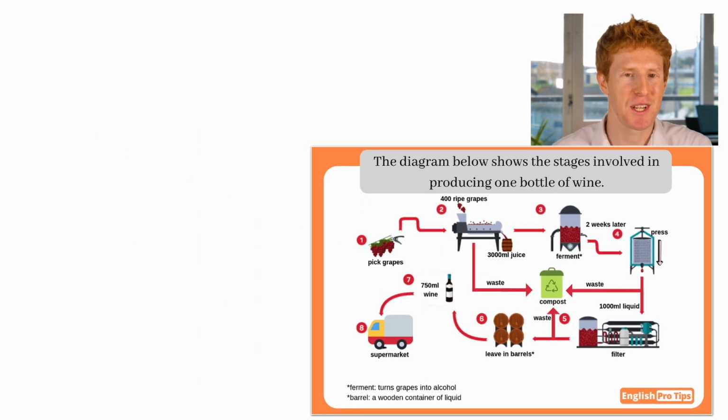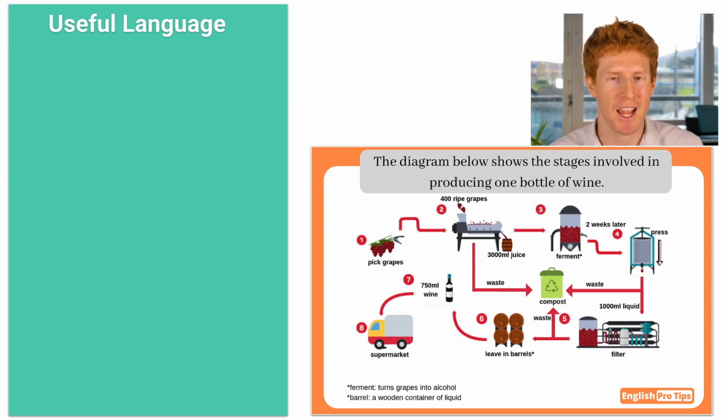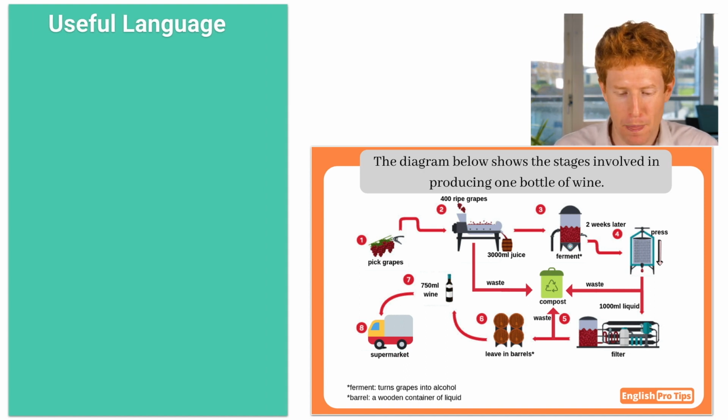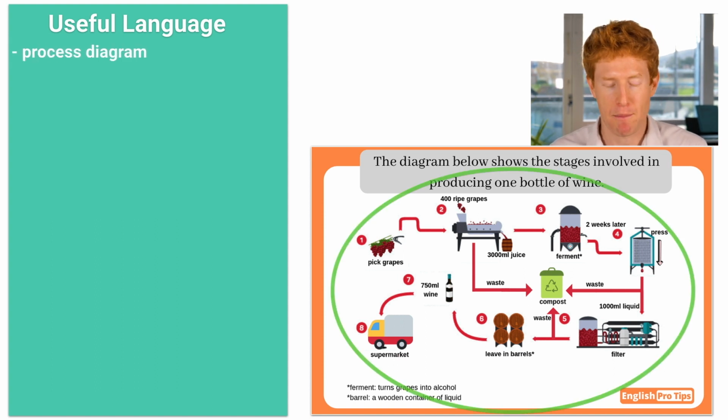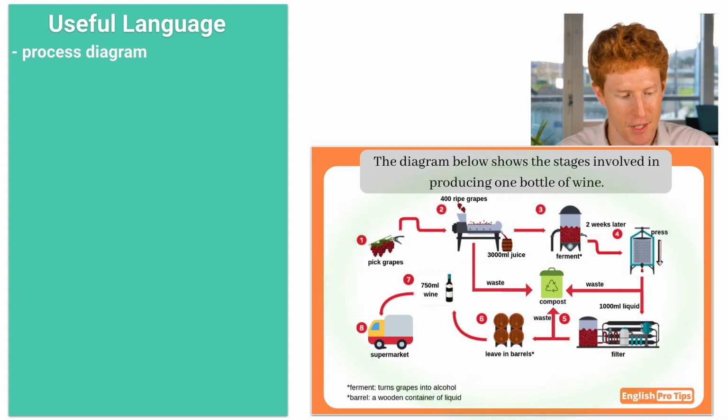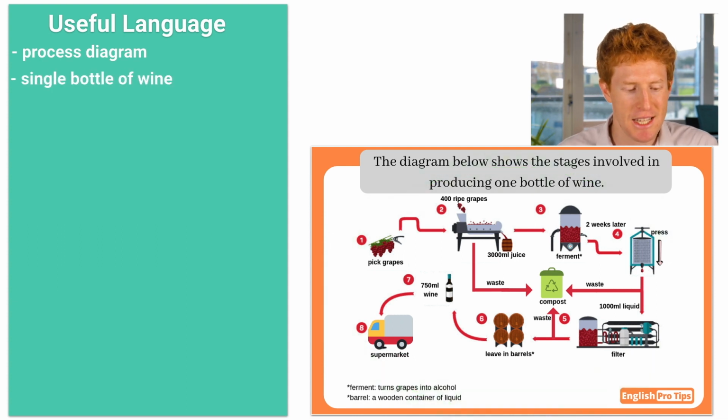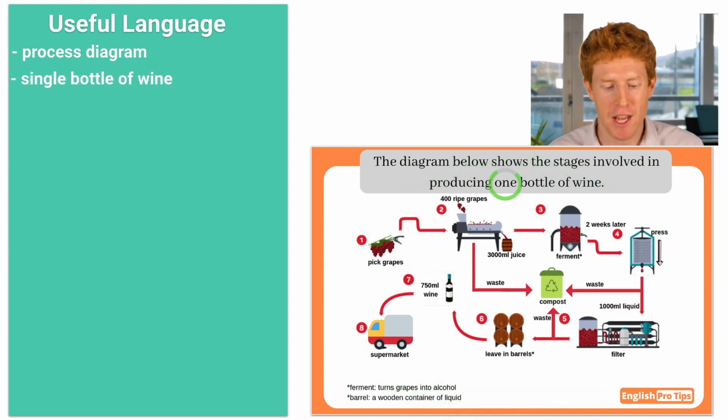Okay, the next thing we're going to do is look at some useful language for writing this answer. So this is a process diagram. The whole thing is just called a process diagram. So we can refer to this graphic as a process diagram when we write our introduction. Next, a single bottle of wine. So instead of saying one bottle of wine, we can say a single bottle of wine. So that's a synonym.